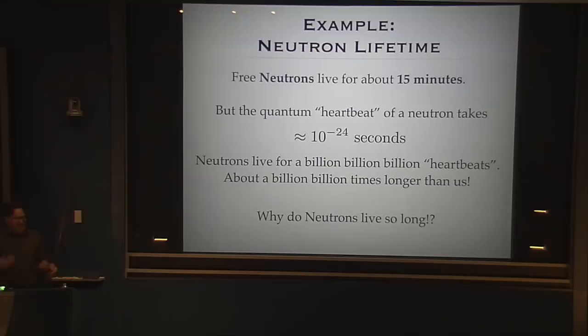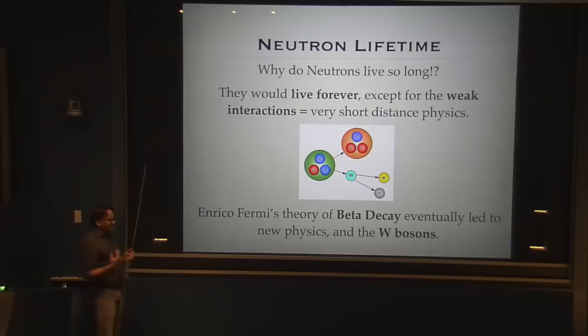So why do they live so long? Well, naively, from the fundamental description of neutrons, only accounting for the fact that they're made of quarks and the quarks are held together by the strong force, you might just think that neutrons would live forever. However, there are these interactions called the weak interactions. They're called the weak interactions because they're weak. And they're associated with very, very high energy, very, very short distance physics. So this is a picture of a neutron turning into a proton and a very short-lived W boson, which then turns into an electron and a neutrino. And this is what's called beta decay. It's the decay of a neutron into a proton, an electron, and a neutrino. And the theory of beta decay eventually led to W bosons.